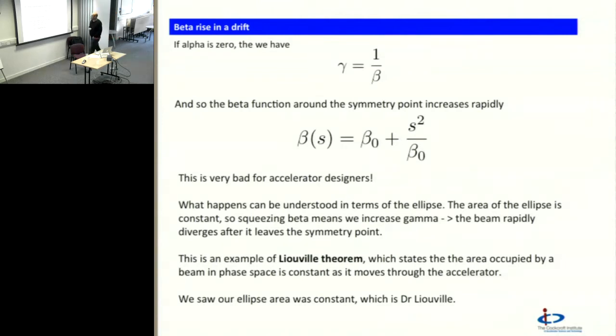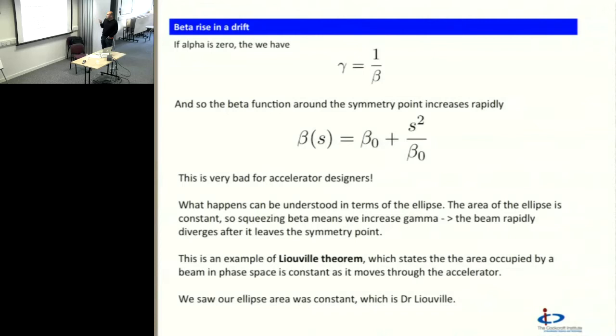So the beta function around a symmetry point goes as the beta function at the symmetry point plus s squared divided by beta naught at the symmetry point. So the point of all that is that beta functions in drifts rise very rapidly if we're not careful. So this is very bad for accelerator designers.